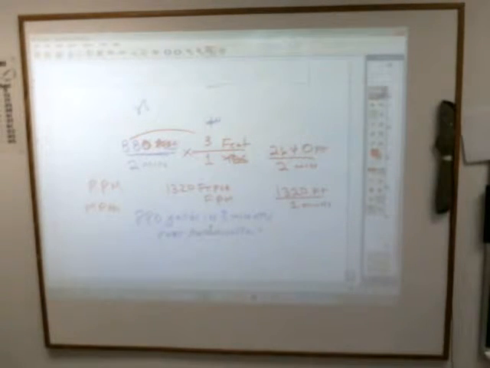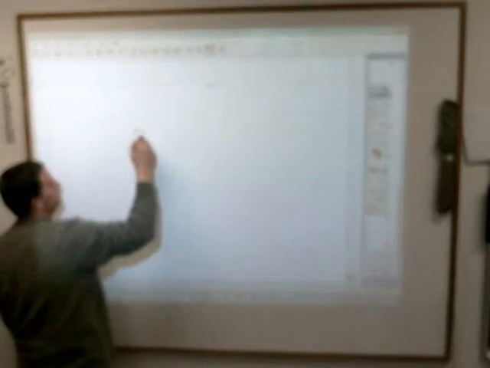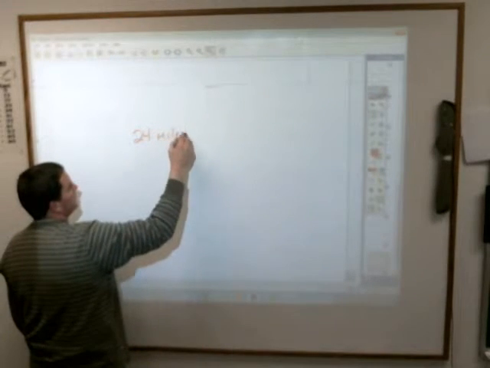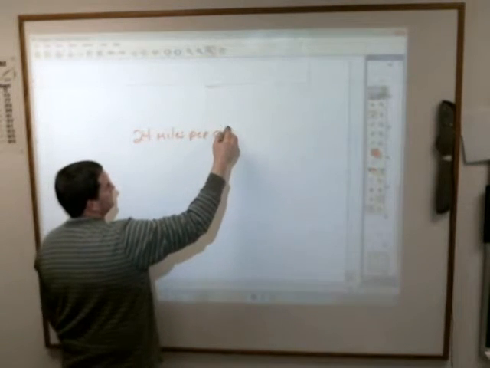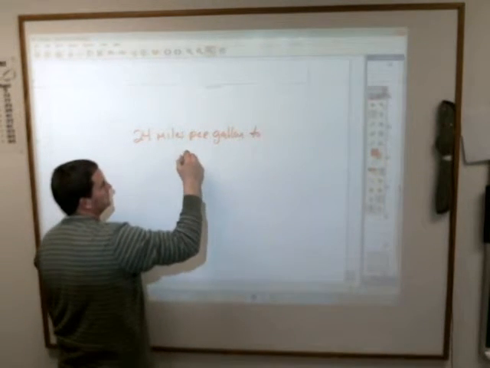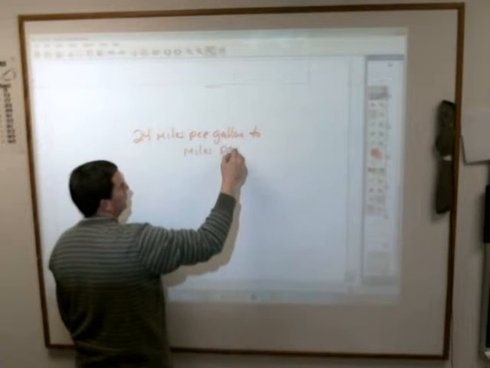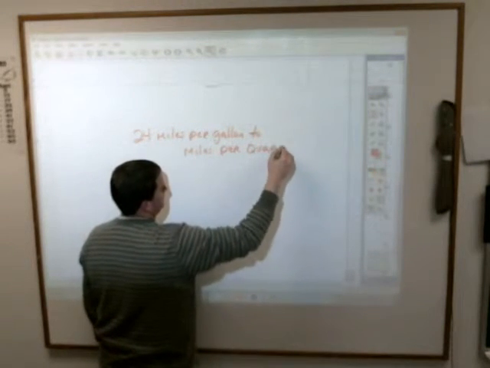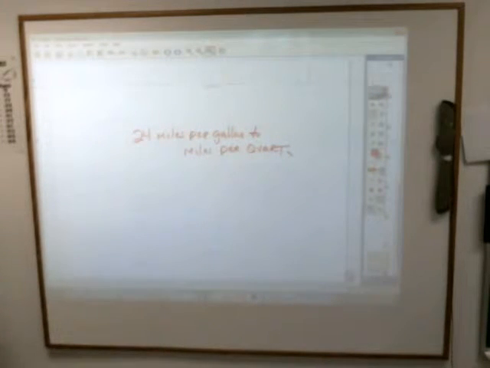Whatever that is. I'm going to give you one to try here. What if they give us one that does both? What's the resolution? Turns. 24 miles per gallon to miles per quart. 24 miles per gallon to miles per quart. Give me a second, see if you can.